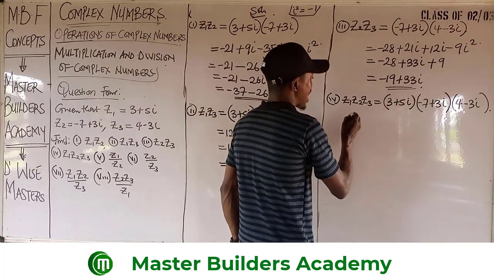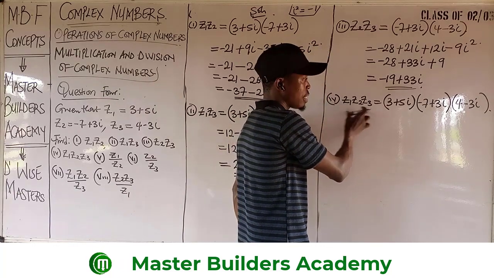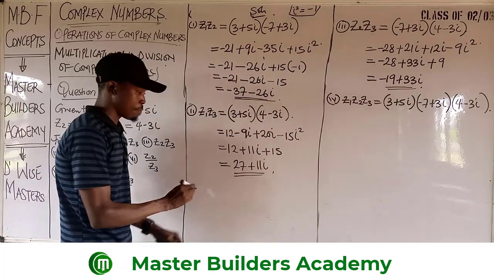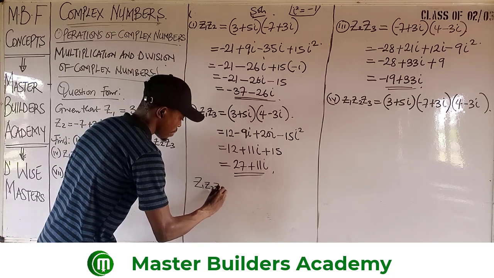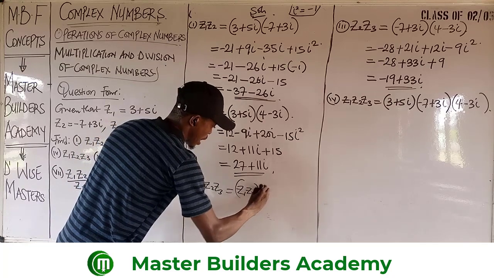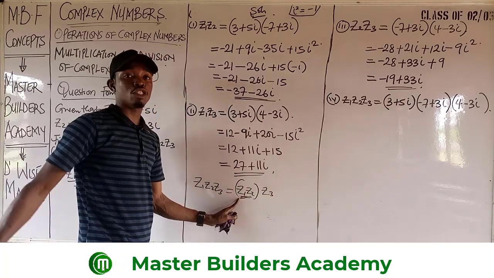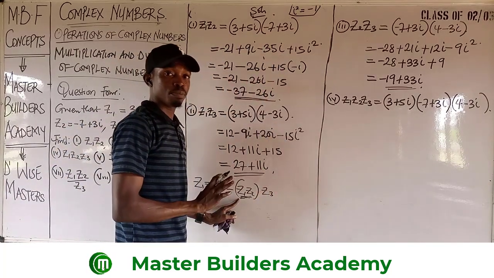Look at it. I can decide to go with Z1 and Z2 first. Alright? Z1 and Z2. Now, look at it. Let me explain something here. Z1, Z2, Z3 is the same thing as Z1, Z2 multiplied by Z3. Of course, I already know the result for Z1 and Z2, so I can just put the result there and get the outcome.